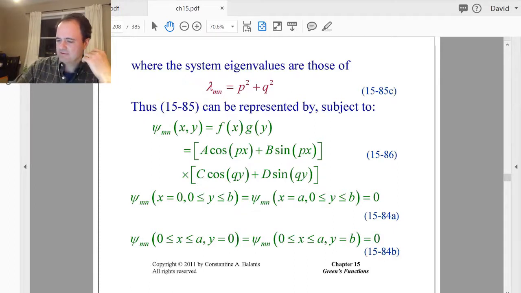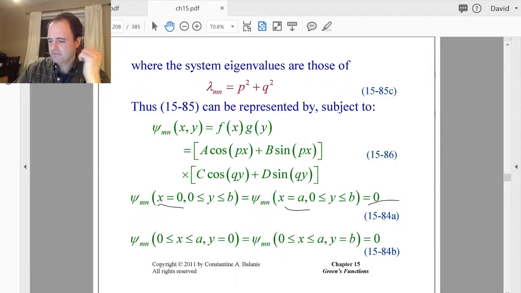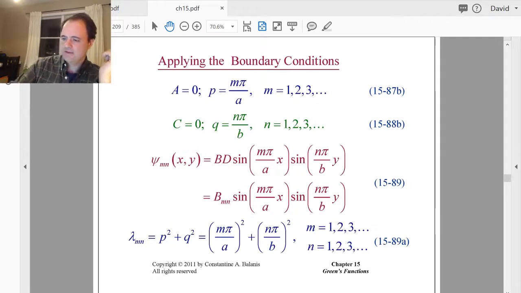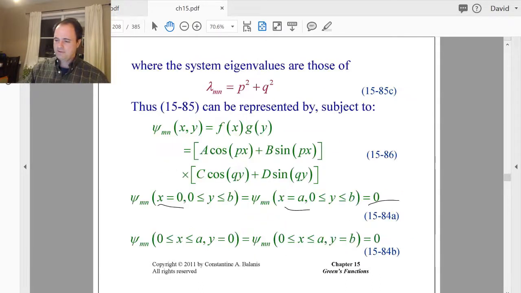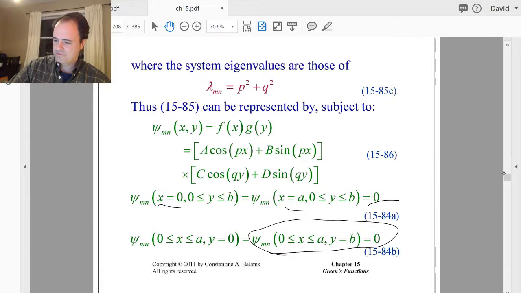So the boundary conditions at x equal to 0 and x equal to a have to be equal to 0. So that says our cosine term has to be eliminated, so A has to be 0. And C has to be 0. So A has to be 0, C has to be 0. And for x equal to a, we need a 0 as well. That lets us determine P is equal to n pi over A, and Q is equal to n pi over B because of this boundary condition.